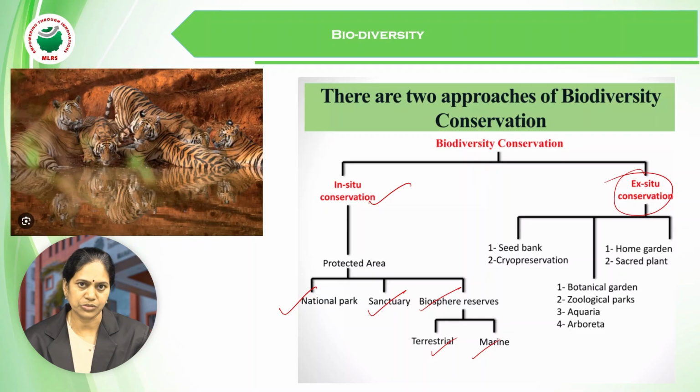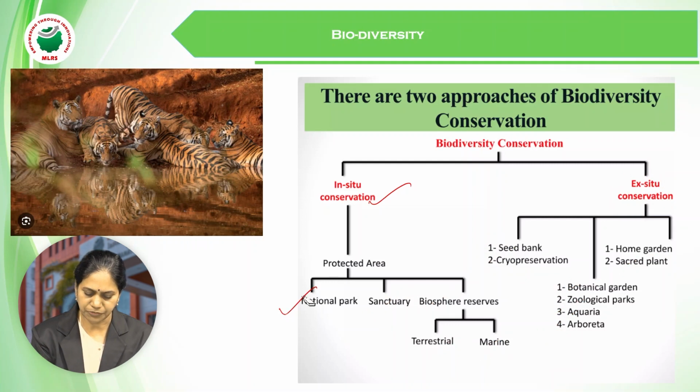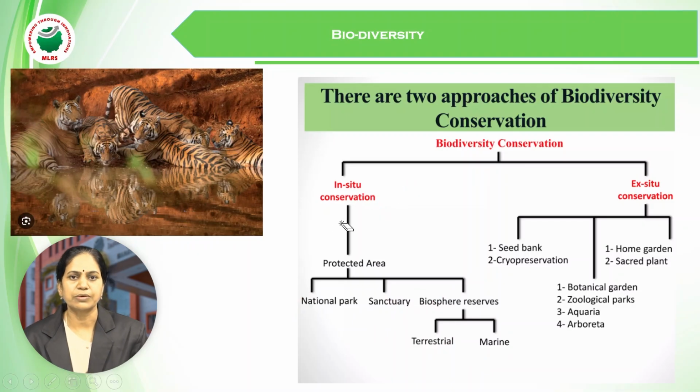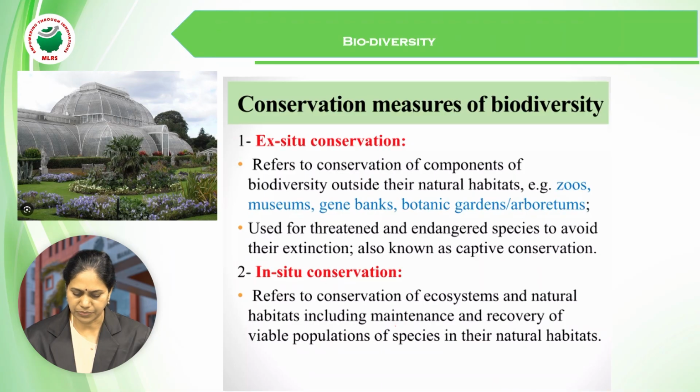Then ex situ conservation, as I was telling you, is the preservation or conservation of species outside their natural habitats. So we bring them outside their habitats and we conserve them. For example, seed banks, cryopreservation, botanical gardens, zoological parks, aquaria, arboreta, home gardens, and sacred plants. All this comes under ex situ. So these are the two main strategies followed in our country to conserve species and avoid their extinction. That is the strategies of conservation.